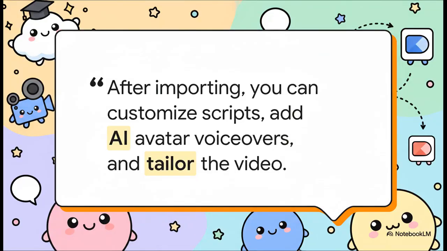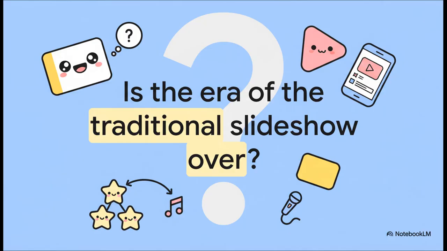Once your slides are in there as scenes, you're basically in a full video editor. You can rewrite the script the AI gave you, you can pick from a bunch of different AI voices to get the perfect tone, and you can change up the visual themes to make the whole thing feel completely unique and, well, you.